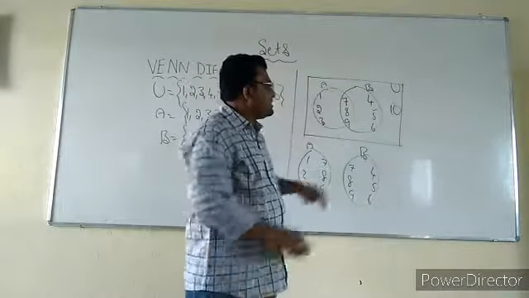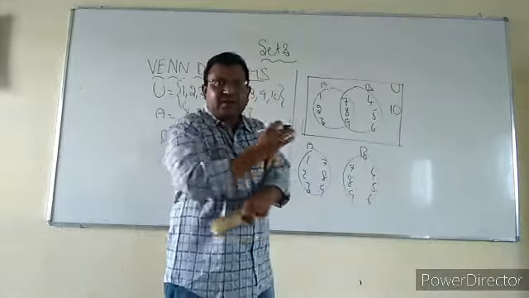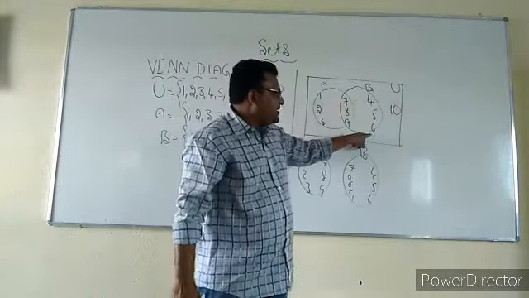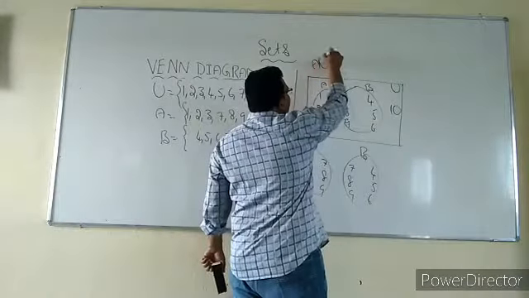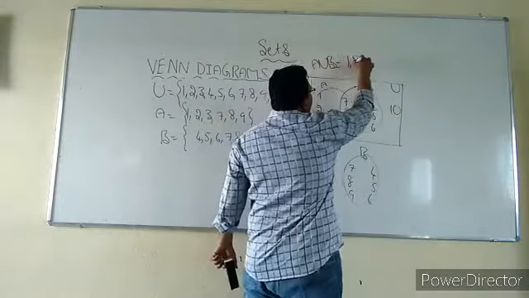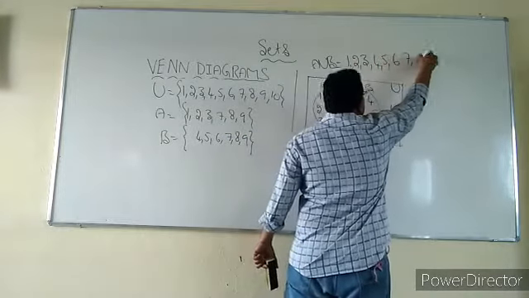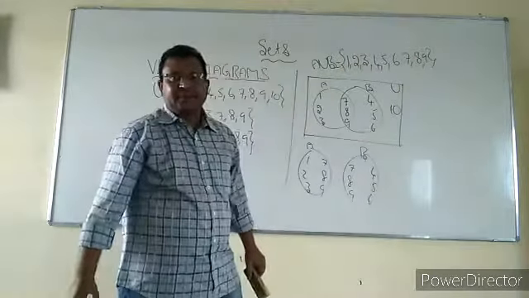A union B means all the elements in A and B. We know that one. All the elements. That means 1, 2, 3, 4, 5, 6, 7, 8, 9 is A union B.